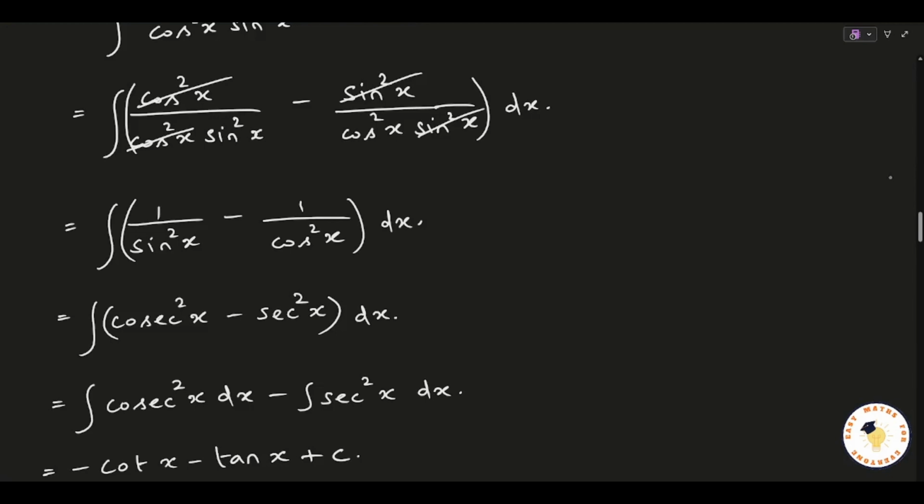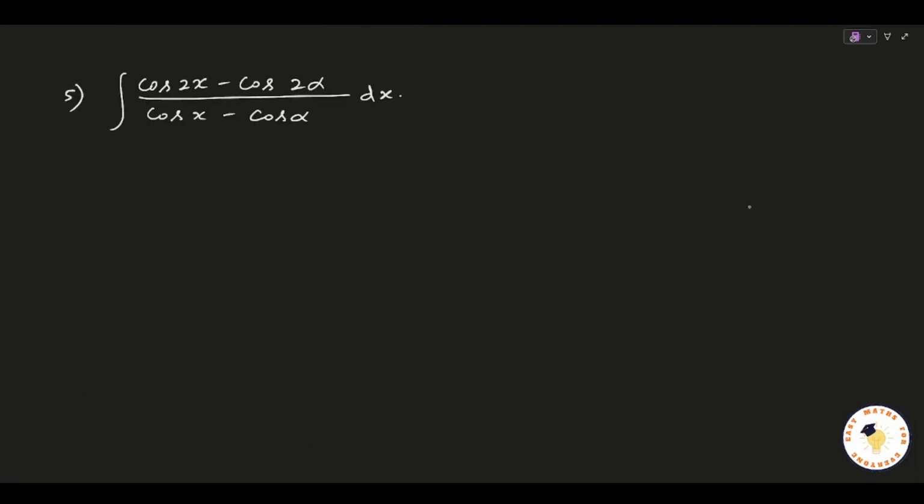Let us solve this sum. Integral cos 2x minus cos 2 alpha divided by cos x minus cos alpha into dx. This sum also cannot be solved directly. Now we are going to use identities for solving this sum. We know that cos 2x equal to 2 cos square x minus 1, and similarly cos 2 alpha equal to 2 cos square alpha minus 1.